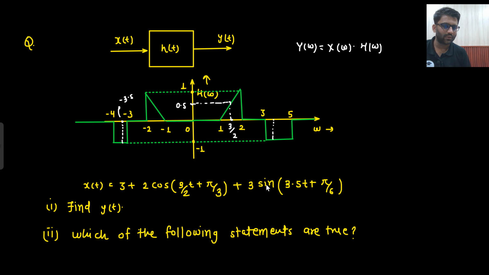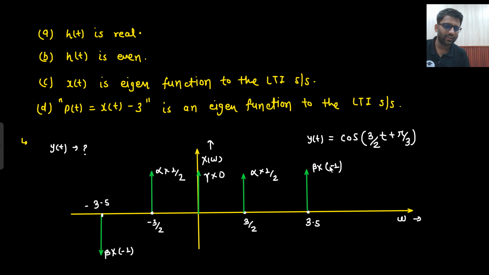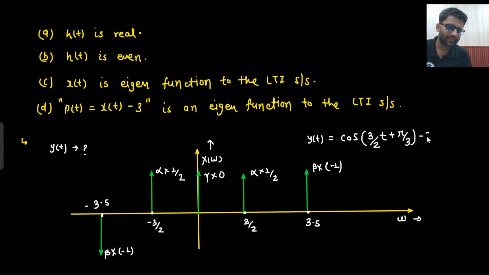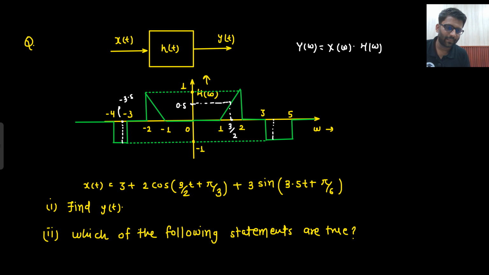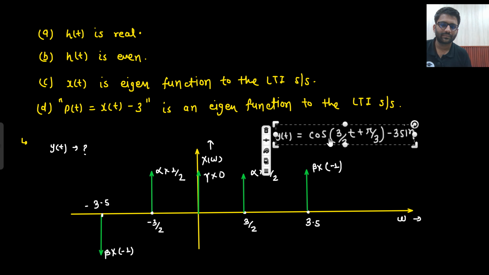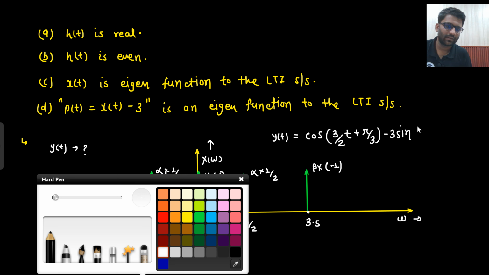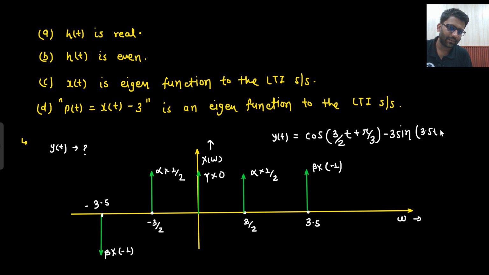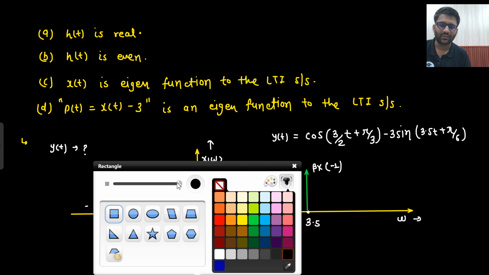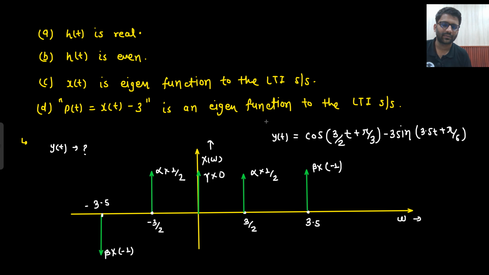And the sinusoid, no change in the amplitude, only it is multiplied with minus 1. So here minus 1 will come. So minus 3 sine (3.5t plus pi by 6). So this is the output y(t) you will get. There you go. So this is how I could have solved it in the examination.